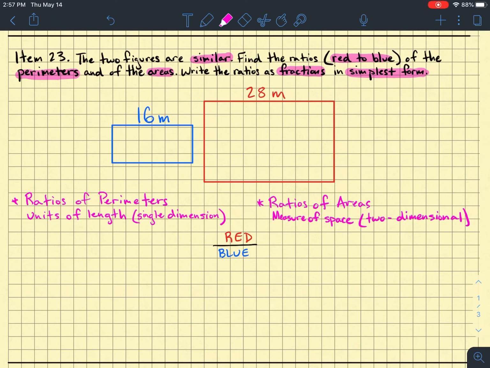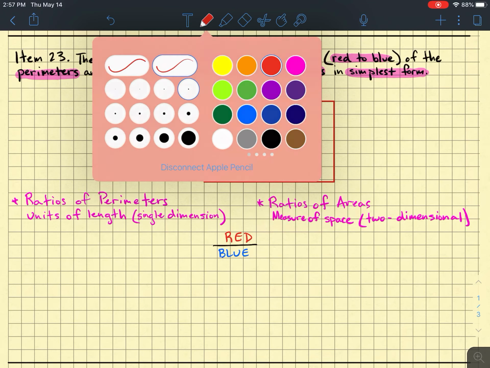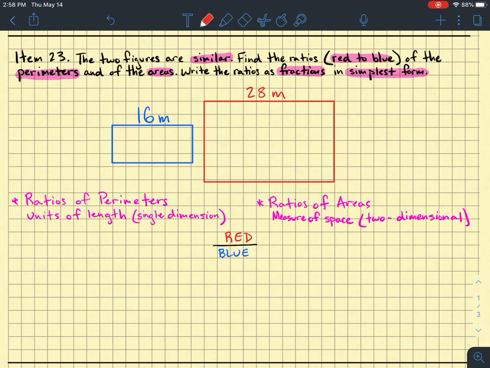Let's go ahead and just recall two bits of information. In pink, in this area here, remember when you're talking about perimeter, we're talking about a unit of length, or a single dimensional measurement. So when we're coming up with this ratio of red to blue, all we're going to do is write down the numbers that we see. So we have a 28, and then we have a 16.